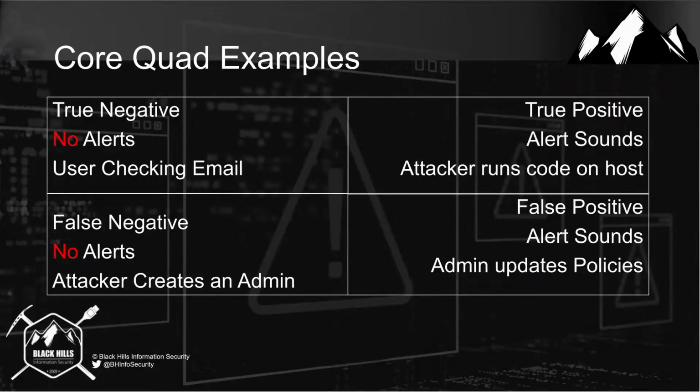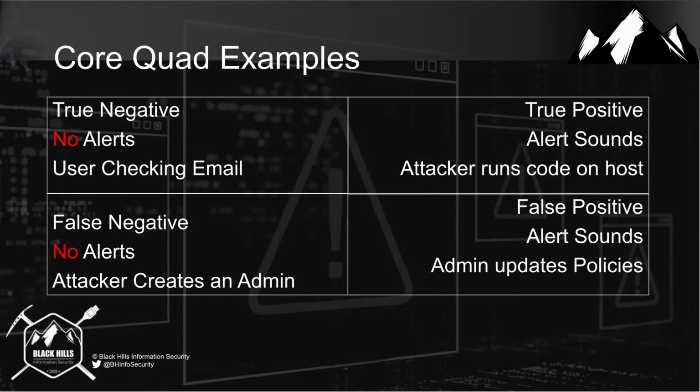The true negative. So there's no alert, and the event is a user checks the email. Nobody cares. It's good that there's no alert. Nobody gets notified or called out of bed to go check that a user's checking their email. True positive. An attacker runs some code on a host and there's an alert. Yes, if somebody is running a remote code execution that they're not authorized to run, I want to get woken up out of bed and go start working on that. Call up the IR.